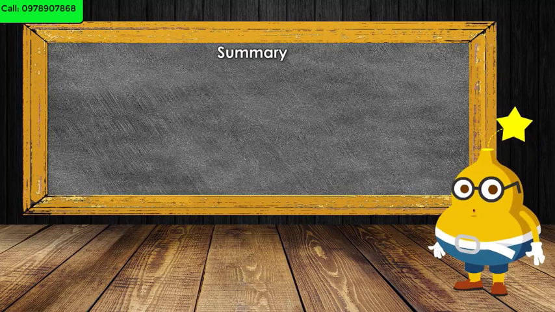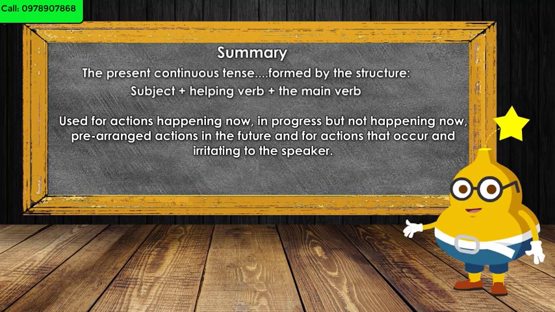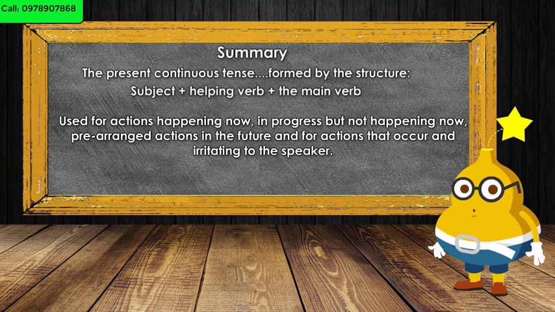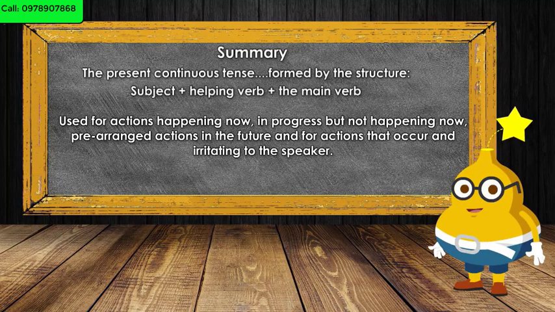Summary. In this lesson, you learned that the present continuous tense is formed by the structure subject plus helping verb plus the main verb, which should end in ing. You also learned that the present continuous tense is used for actions that are happening now, actions that are in progress but not happening now, for pre-arranged actions in the future, as well as for actions that happen frequently and are annoying or irritating to the speaker.